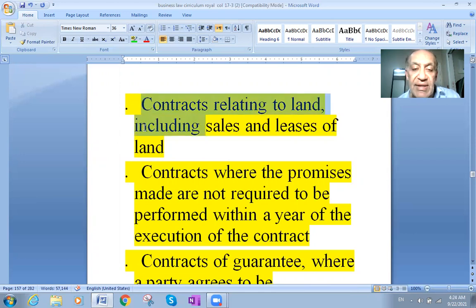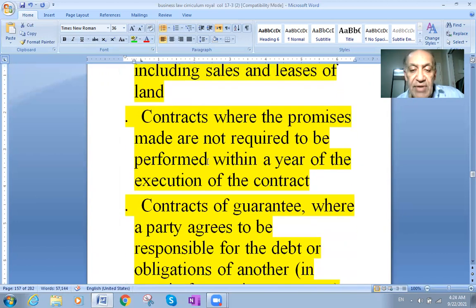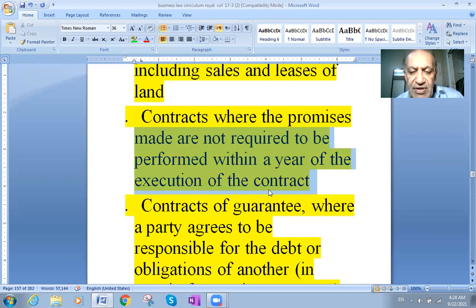Contracts relating to land, including sales and leases of land. This must be written. Contracts where the promises made are not required to be performed within a year of the execution of the contract. Okay, so if it is more than 1 year, it should be written. If it's less than 1 year as a promise, that's fine. It can be verbal, but more than that, it must be written.